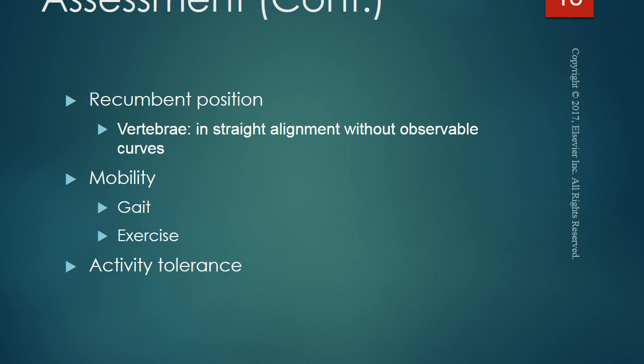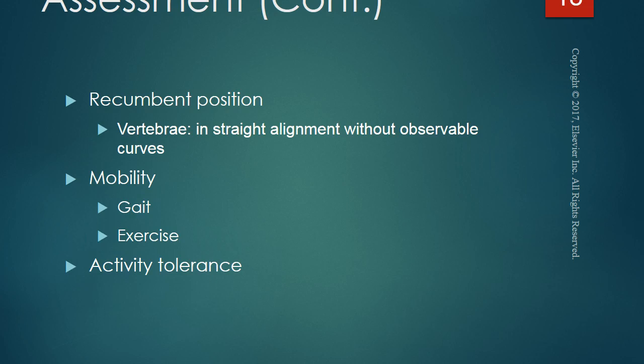Gait. Gait is the manner or style of walking, including rhythm, cadence, and speed. Exercise conditions the body, improves health, maintains fitness, and provides therapy for correcting a deformity or restoring the overall body to a maximal state of health.